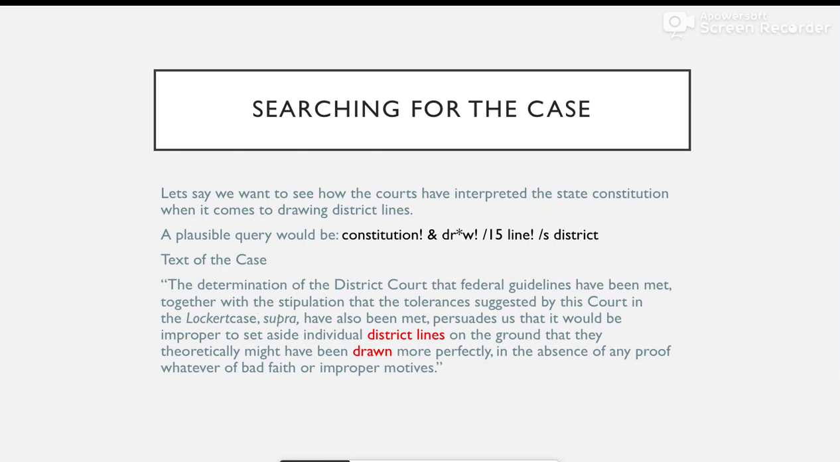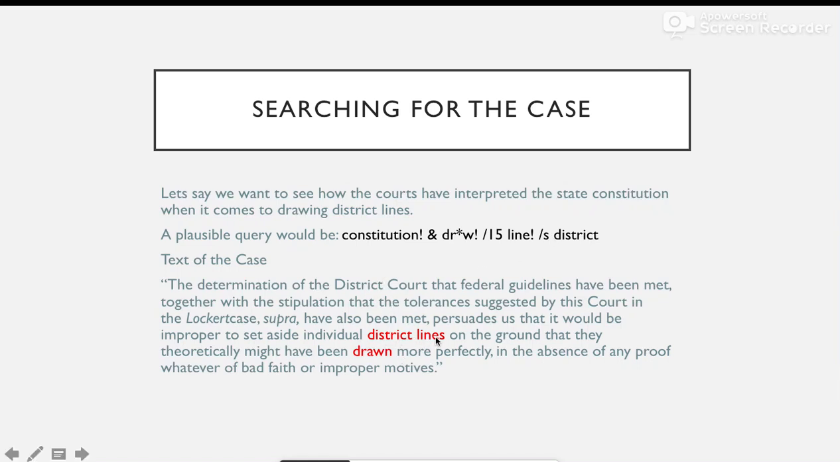We see that this search query would yield results, in this case, just in this paragraph alone. So the determination of the district court that federal guidelines have been met, together with the stipulation that the tolerances suggested by the court in Locker Te Supra have also been met, persuades us that it would be improper to set aside district lines.